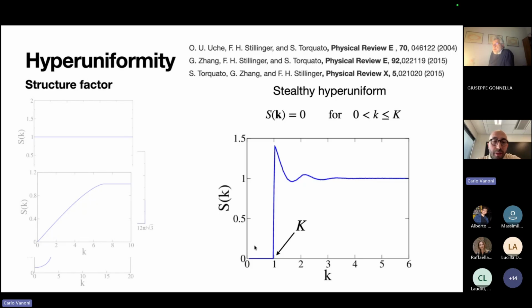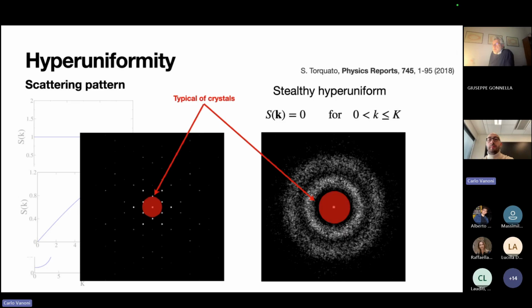And why stealthy? Because if you do a scattering experiment on a material that has this type of arrangement of the atoms, what you see is that you have a region without any scattering event at the center. And this is typical of crystals, because you have a region with no scattering events, and then you have the peaks given by the crystalline structure. But stealthy hyperuniform disorder has the same, let's say, exclusion region for the scattering events, but out of that it is diffusive. And this is very weird, and it was not known until quite recently.